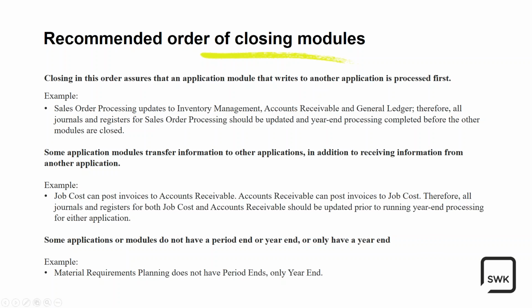Receivables can post invoices to job costs. So you want to make sure that all the journals and registers for both are updated prior to running your year end. There are also some modules that don't have period end or year end, or only have year end. Work order and bill of material are two examples of modules that don't have either period end or year end. MRP, material requirements planning, doesn't have period end, it only has the year end. So those modules don't need to be done.